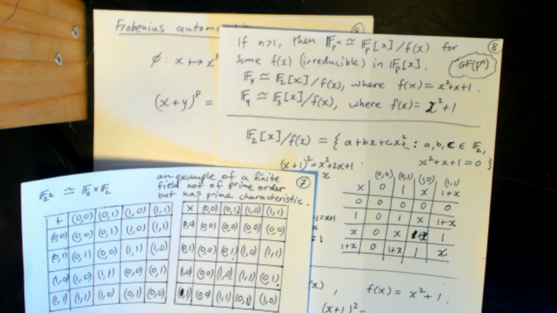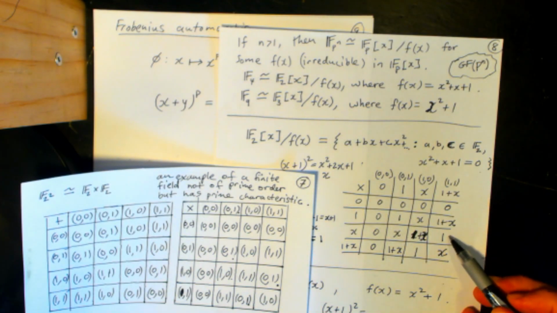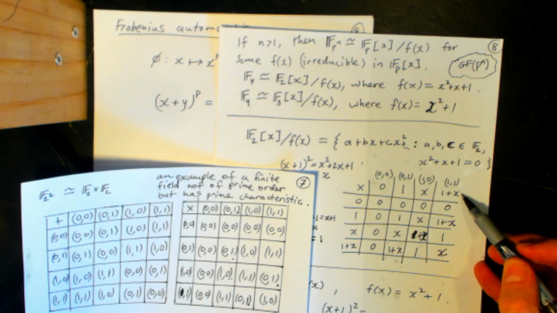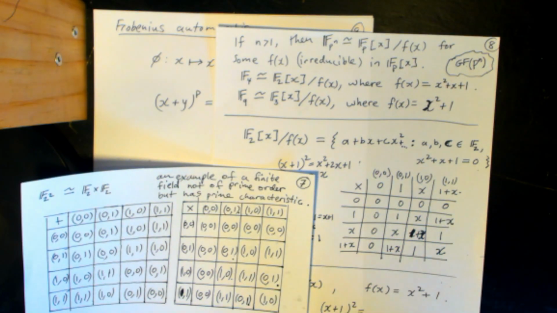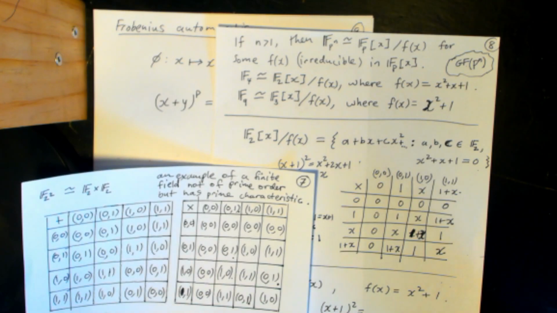And this structure is a finite field, we see, because every element has an inverse. The inverse of 1 plus x is x. The inverse of 1 is 1. And that's everything, right? Okay.